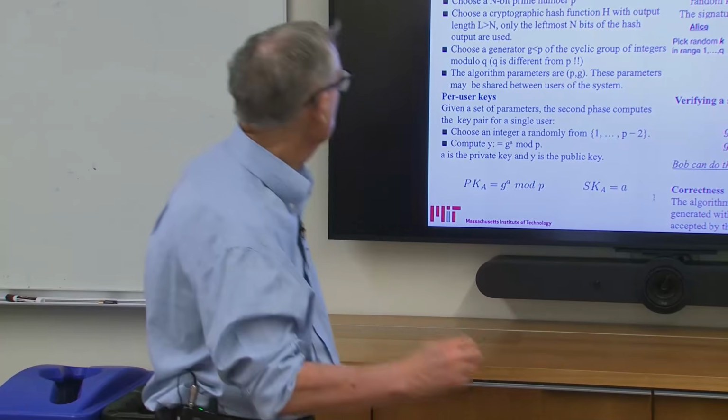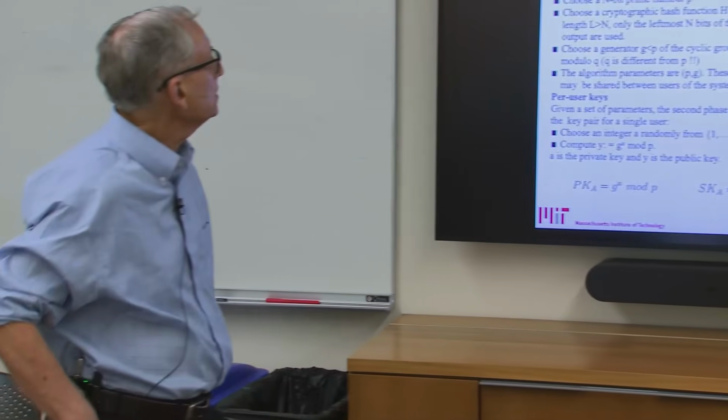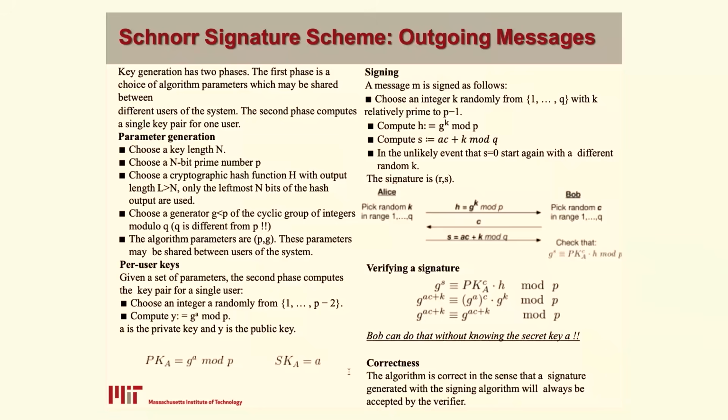Okay, so this is the Schnorr signature scheme for outgoing messages, and as I said, it's a little bit more complicated, but we'll give it a go. In this case, we're going to have 3 phases to it: parameter generation, then a more familiar phase about generating keys, and then actually 4, a signing part, and a verification part.